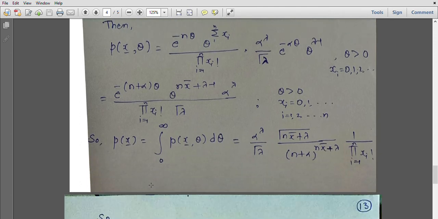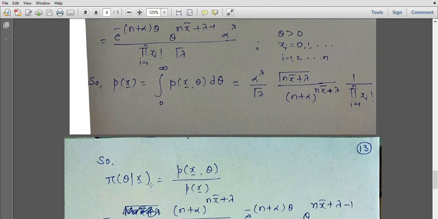So let us find the marginal distribution of x. The marginal distribution of x comes out to be alpha raised to lambda, gamma of n x bar plus lambda upon n plus alpha raised to n x bar plus lambda, and finally 1 upon product of xi factorial. It looks quite complicated, really difficult to interpret.